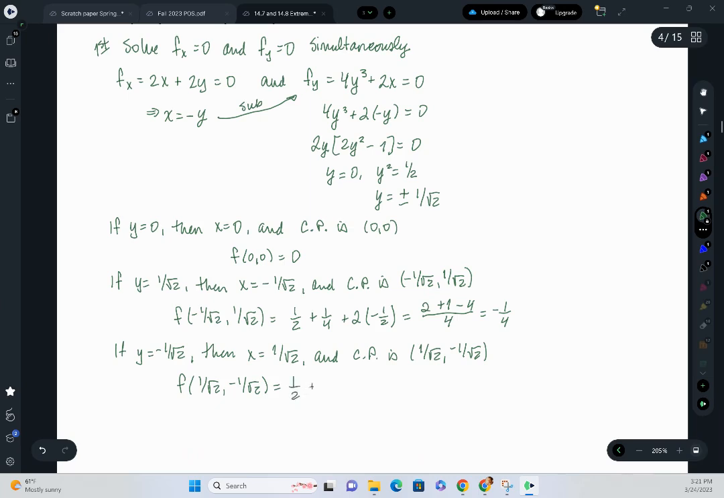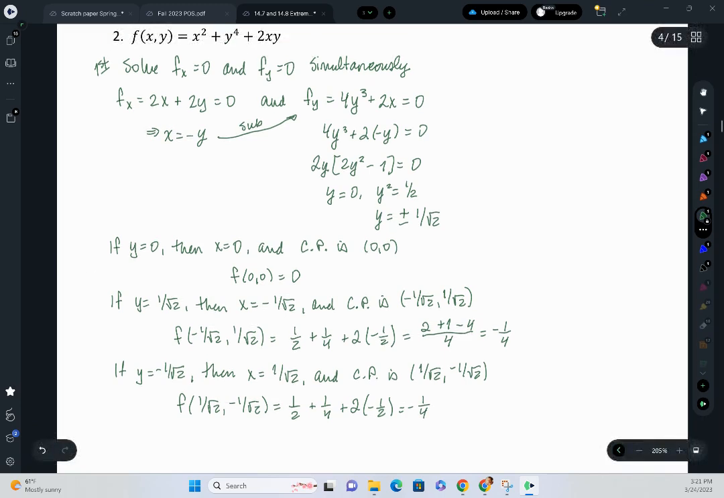So we'll get a half and then a fourth and then plus 2 times a negative 1/2. We're getting a negative 1/4 again. Okay. All right. So at this point, we have our critical points. We have 3 of them. And I already went ahead and found the function values because we're often asked for what is the local maximum value. That's going to be your z value.